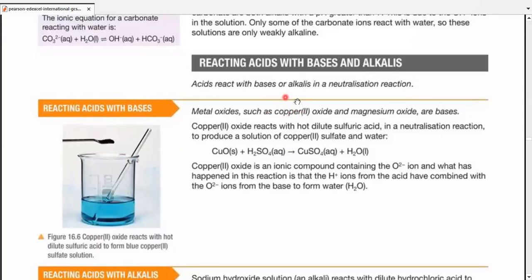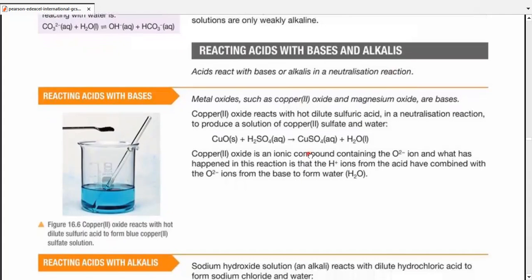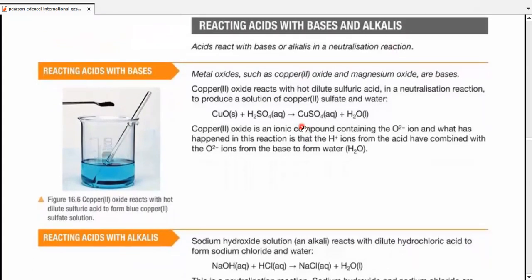Are we clear? Shall we move on to reacting acids with bases and alkalis? Okay. So acids react with bases and alkalis. We call this reaction a neutralization reaction because acids are neutralized by alkalis or bases, and alkalis, on the other hand, are neutralized by acids. They neutralize one another. How do they do that? Let's discuss it with the help of examples.